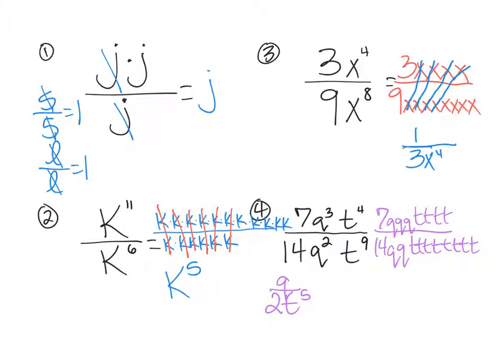1, 2, 3, 4, 5, 6, 7, 8, 9. And then you cross out. 7 over 14 became 1/2, right? There was only one Q on top, this one right here. And then 1, 2, 3, 4, 5.